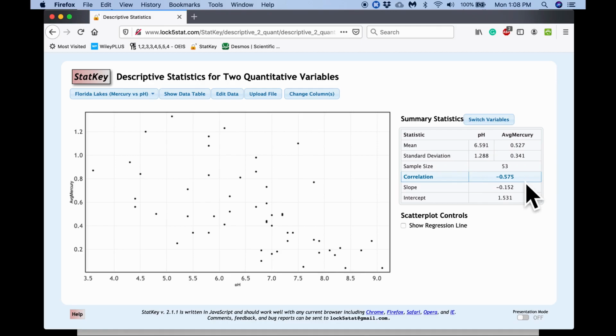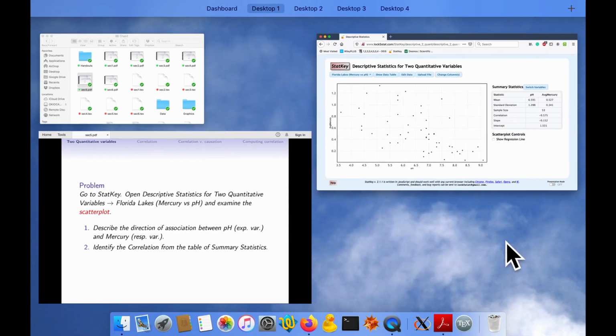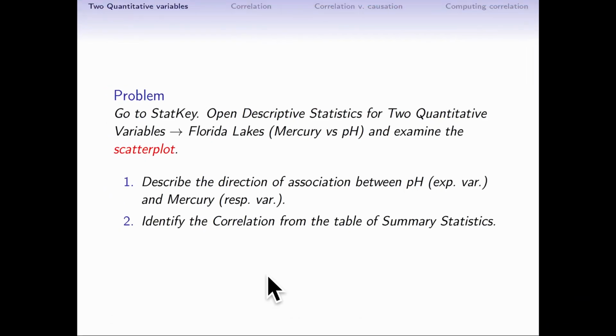So we've already seen this now in 2 of our examples that when the association between the variables is positive, the correlation is positive. And when the association between the variables is negative, the correlation is negative. All right, that's something that we are going to hit on later. Let's take a look at our next problem. It's very similar to this one.